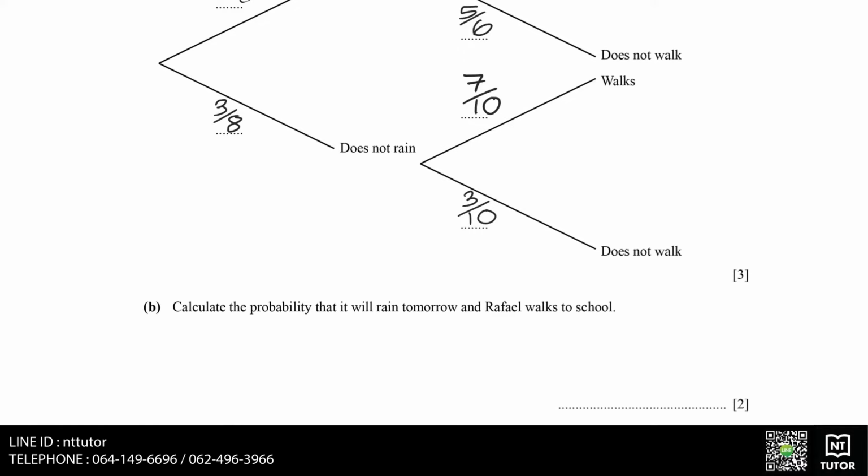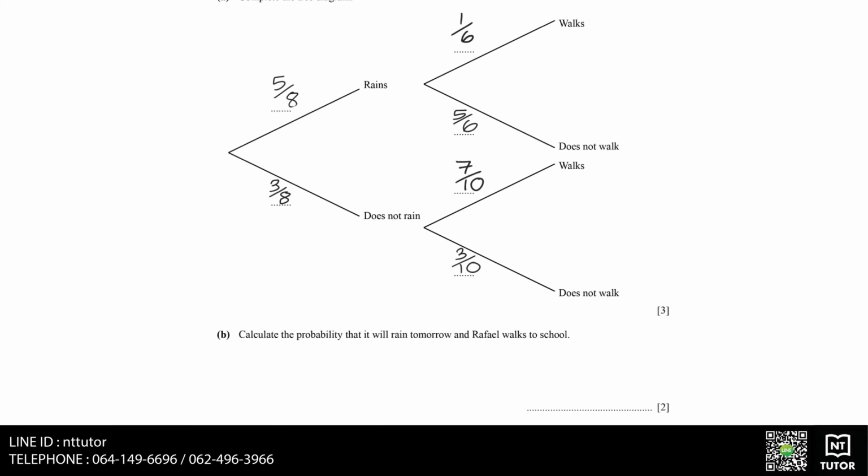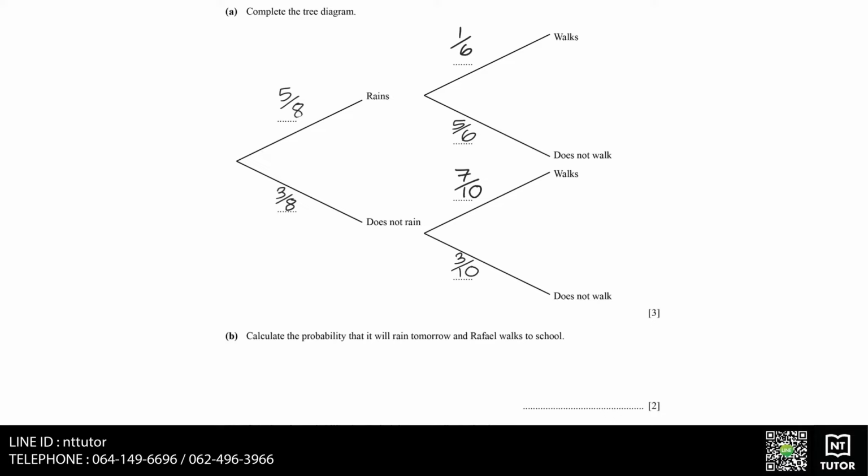B. Calculate the probability that it will rain tomorrow and Raphael walks to school. If it rains tomorrow, we need to go through the rain path in the tree diagram. Then Raphael walks to school, so we go rain, then walks.